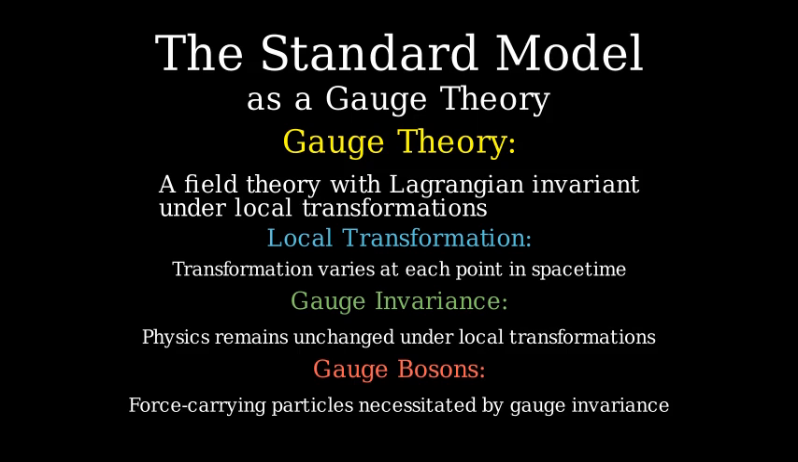In quantum mechanics, a common gauge transformation is a phase transformation of the wave function. This can be different at each point in space and time, yet the probability density remains the same.